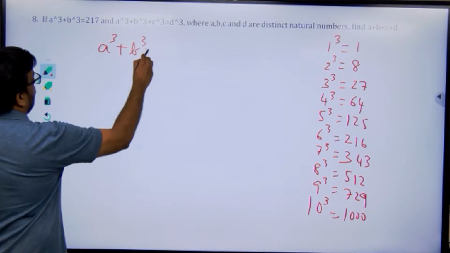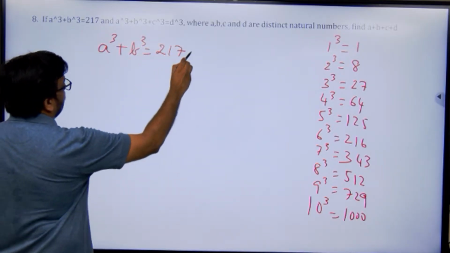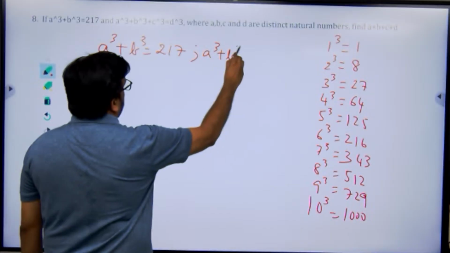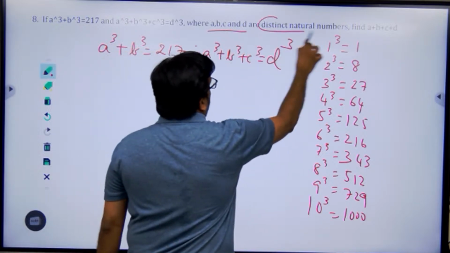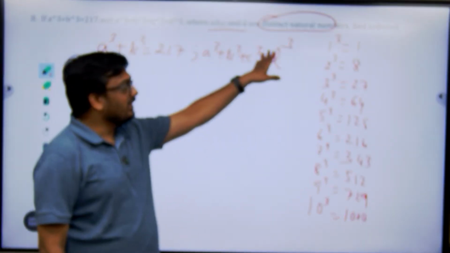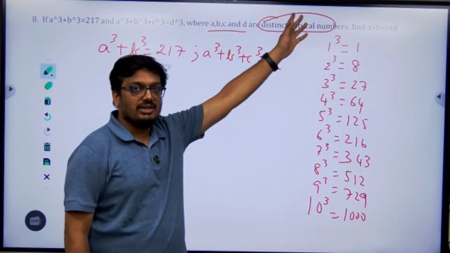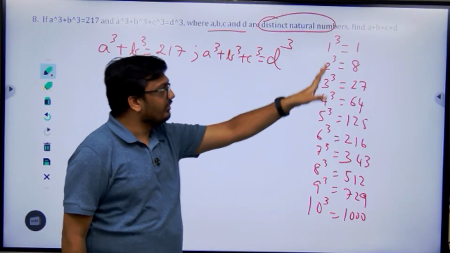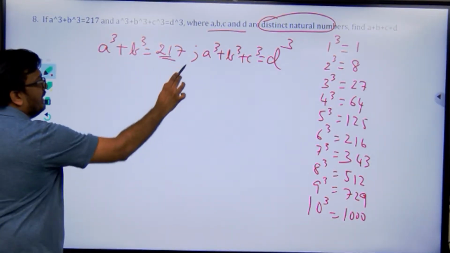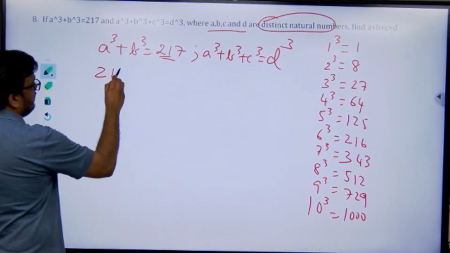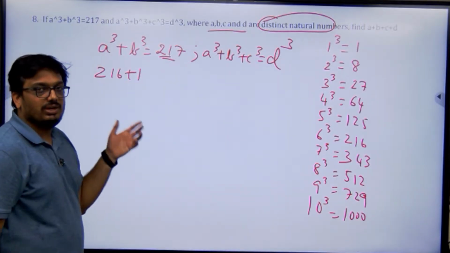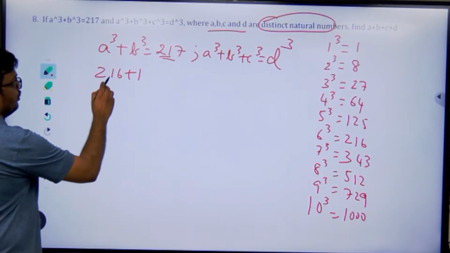And then A cube plus B cube is equal to 217. And A cube plus B cube plus C cube is equal to D cube, where A, B, C, D are distinct natural numbers. Distinct means all numbers are different. Natural numbers means counting numbers starting from 1 till infinity. Find A plus B plus C plus D. Carefully listen. 217 is closest to the cube number 216 plus 1. You can write 216 plus 1 or 1 plus 216. Anything is fine.